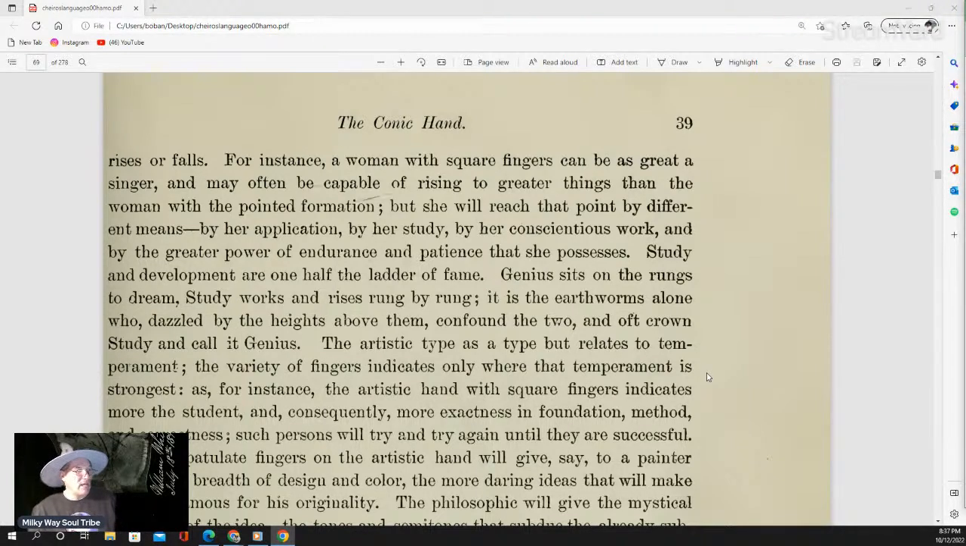The artistic type as a type but relates to temperament. The varieties of the fingers indicate only where the temperament is strongest. As for instance, the artistic hand with the square fingers indicates more the student and conservatively more exactness in foundation, methods and correctness. Such persons will try and try again until they are successful.